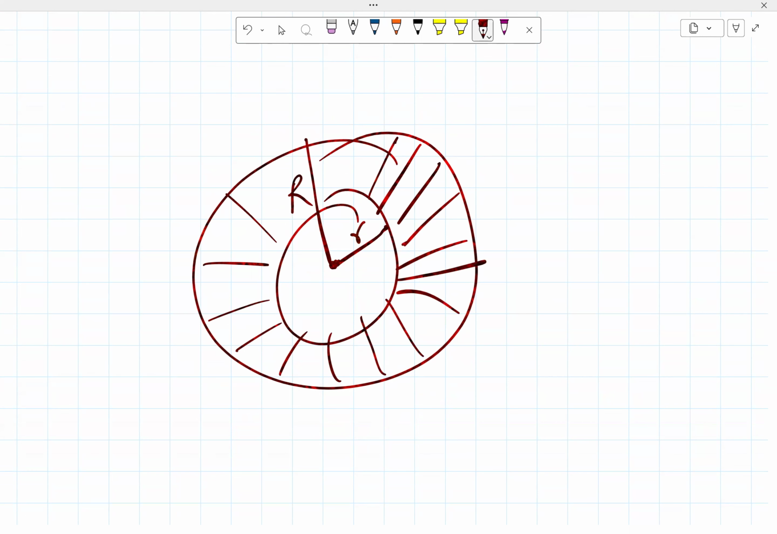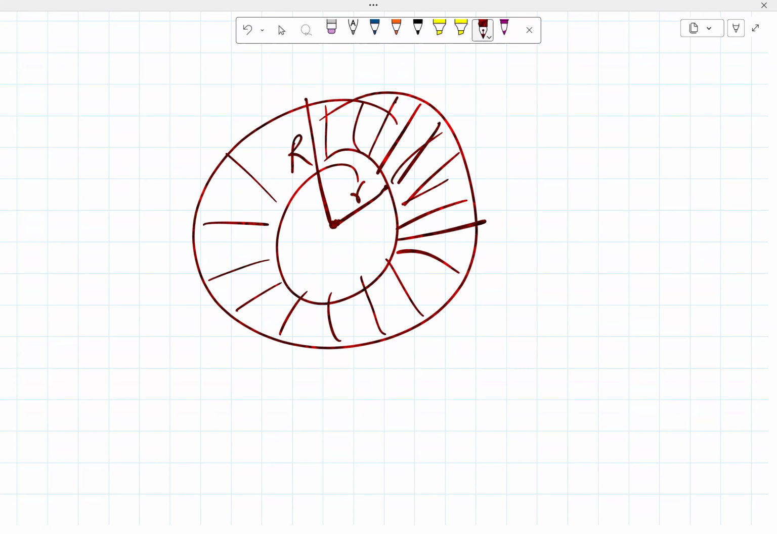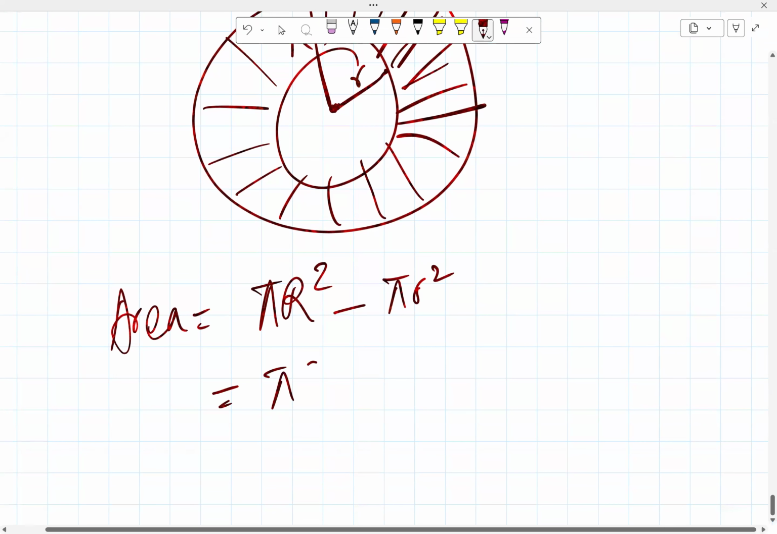So it is the region between two concentric circles. How do you find the area of this one now? The area, this middle part is cut out, right? So the area is simply the area of the big circle, that's pi R squared, minus the area of the small circle, that's pi small r squared. That's simply pi into R squared minus r squared.